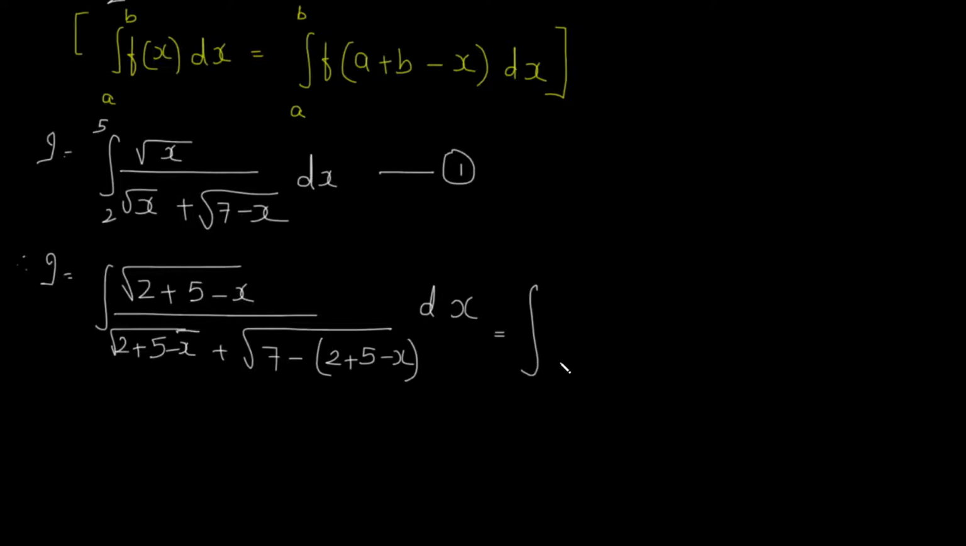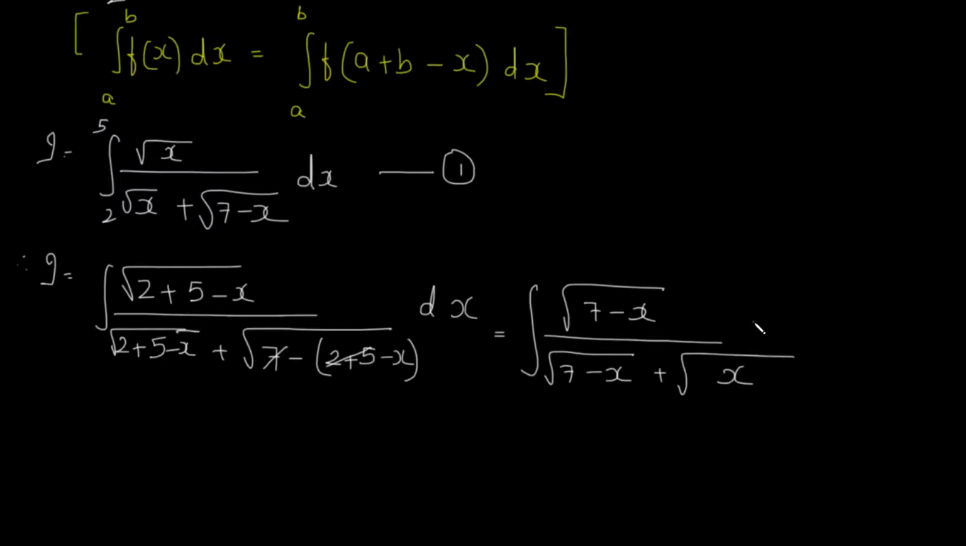As a result, in the numerator we get 7 minus x, and in the denominator again the first term is 7 minus x, and in the second term 2 plus 5 is 7. So 7 minus 7 we get 0, and minus into minus of x we get x. So here it is just root x. Okay, so this is what we get as I. Suppose this statement is 2, so we number it as 2, and now we add 1 and 2.